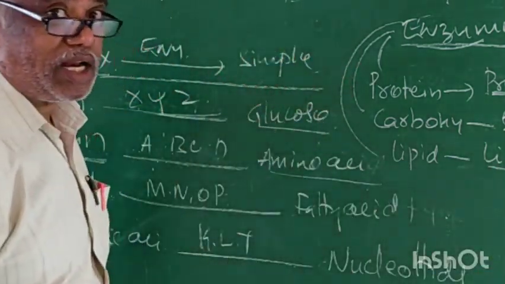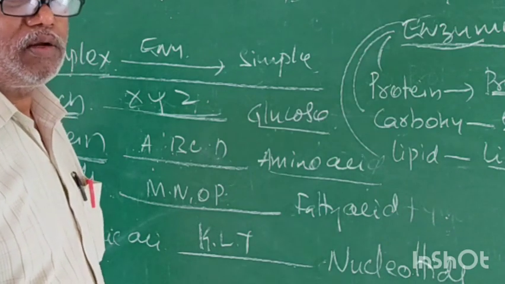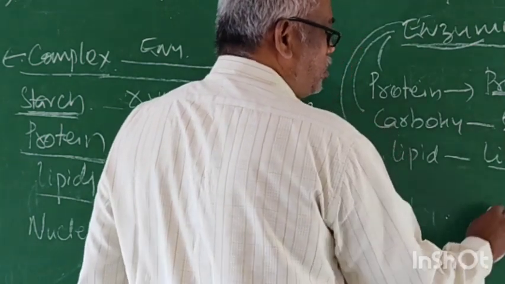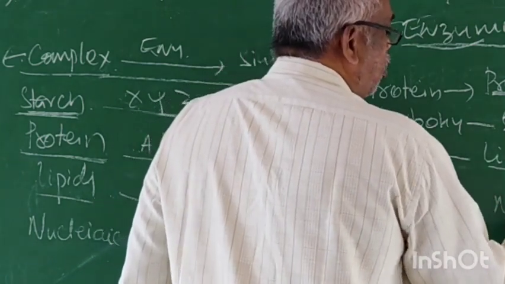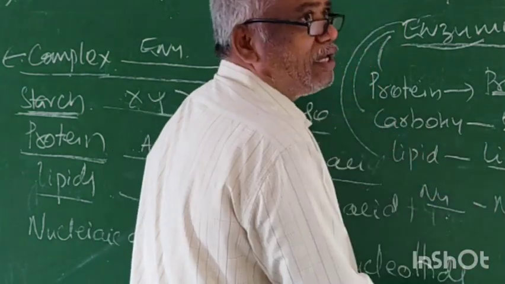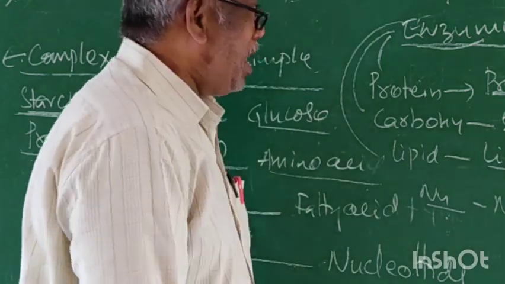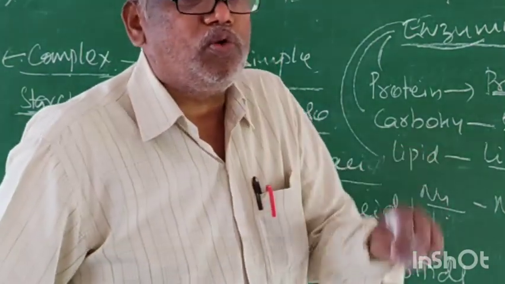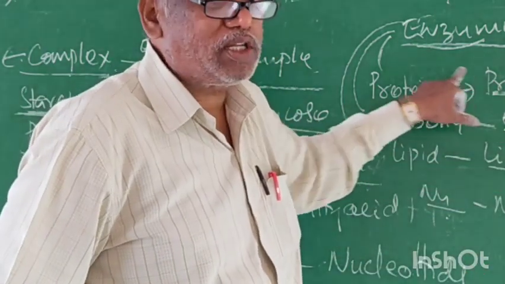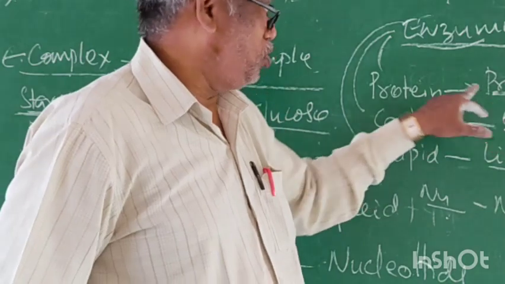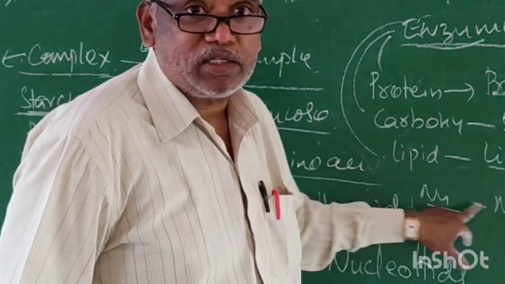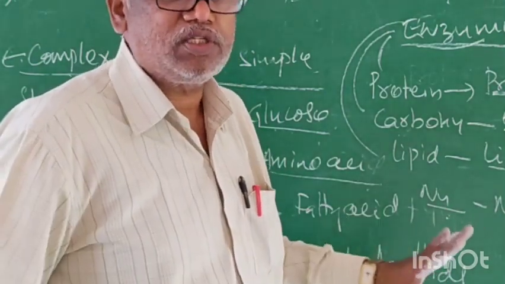That means the enzymes are classified into four groups: proteases, amylases, lipases, nucleases, which work on nucleic acids, RNA and DNA. The enzymes are classified into four groups. Proteases work on protein. Amylases work on carbohydrates. Lipases work on lipids. Nucleases work on nucleic acids. Now this is about the enzymes, right.